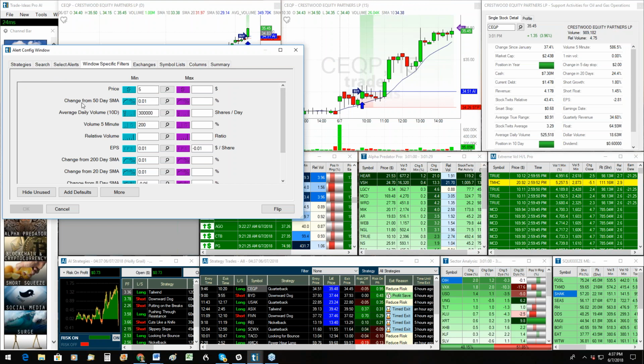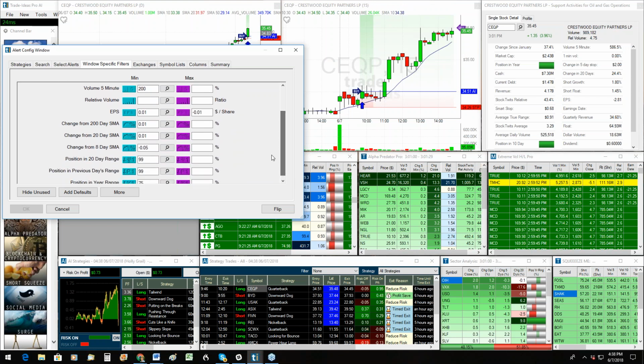price has to be over $5. The change from the 50-day SMA needs to be 0.01% above it. You can see the average daily volume is 300,000. Volume in the 5 minute has to be doing 200%, which is basically 2 times normal in the 5 minute time frame as it's hitting a new high. The rest of it is just change from SMA. I want to see everything above any major SMA, like a 200, a 20. I was a little more liberal on the 8 because an 8 is such a fast line, so I could be a little bit below that one.